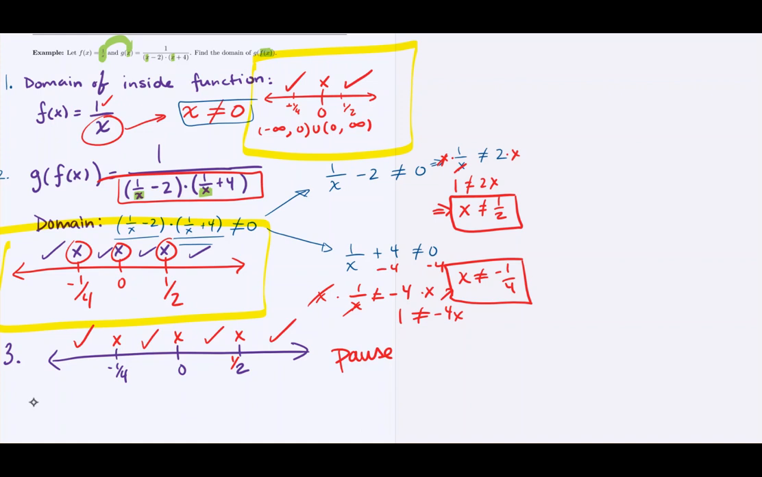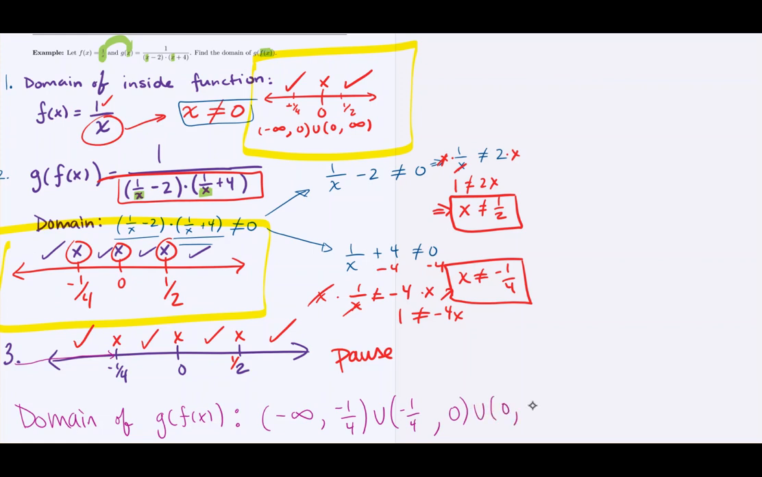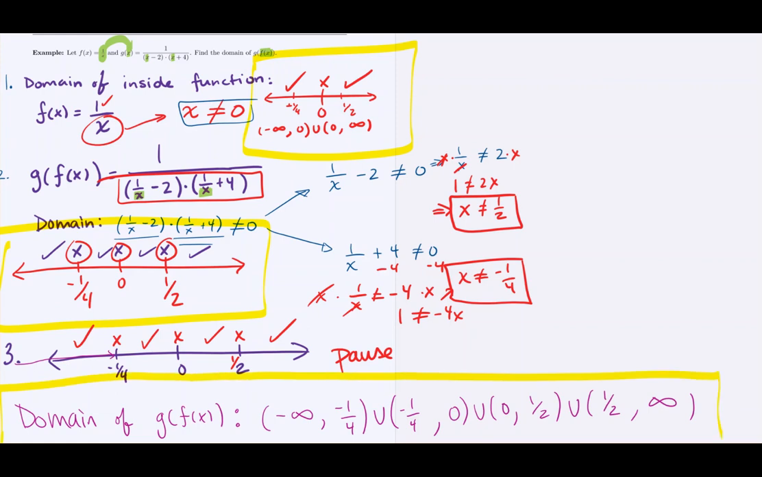So the overall domain of g of f of x in interval notation is starting everything from -infinity up to -1/4, open parentheses, union, starting again at -1/4 and going all the way to 0, but open parentheses, union, 0 to 1/2, open parentheses, union, 1/2 to infinity. And this would be our final answer for this problem.